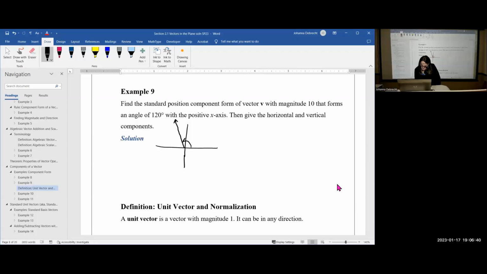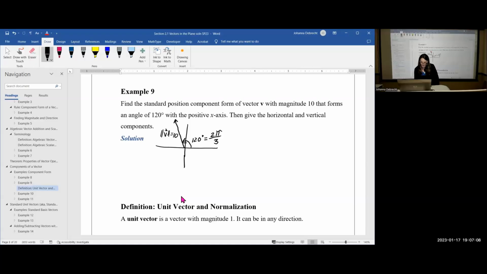So I have a vector, 120 degrees would be 30 degrees past the positive y-axis. So this right here, it's in quadrant 2, so this is 120 degrees, which in terms of radians is 2 pi over 3. All right, so we have 2 pi over 3 radians, and I want to know what is the standard position component form of it. I know that the magnitude here of my vector v is 10. So this is 10 units long.